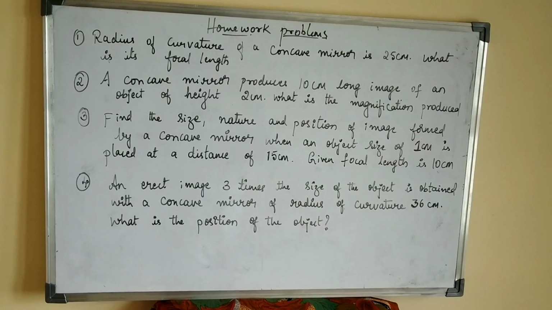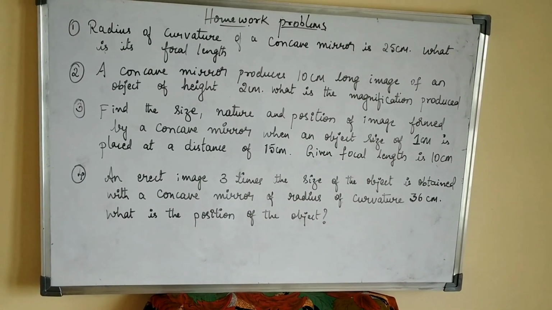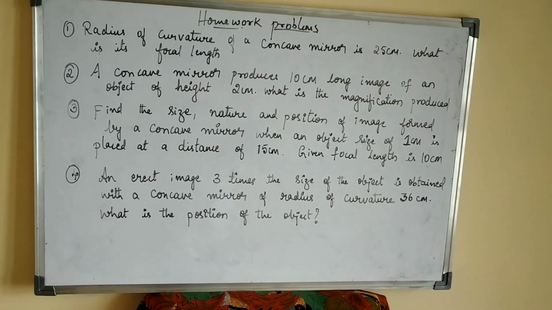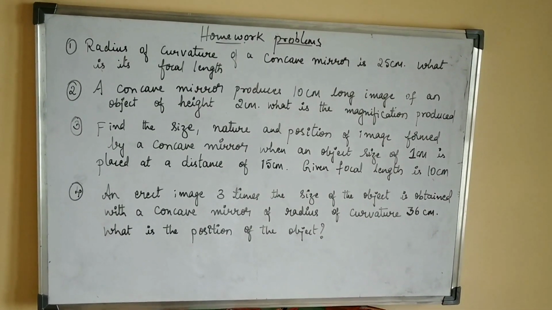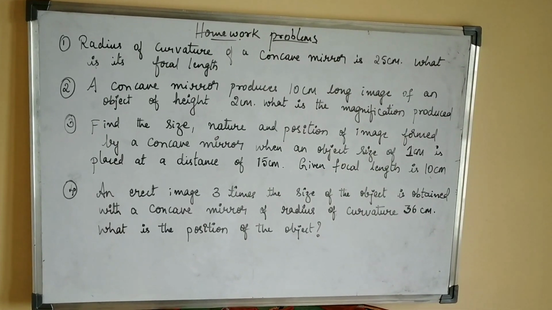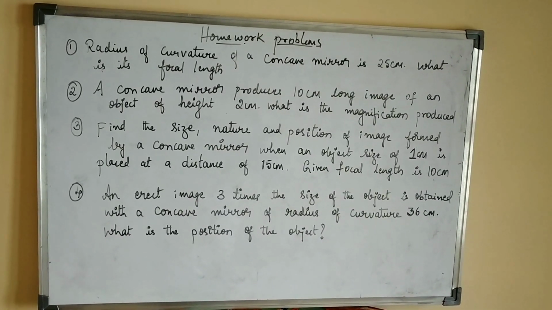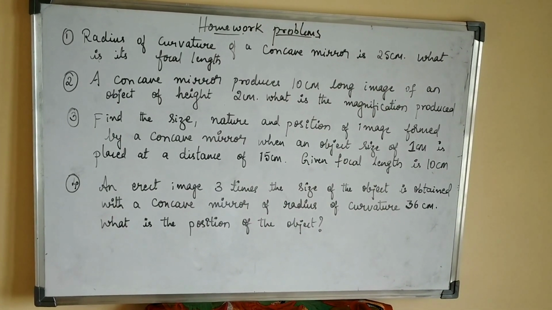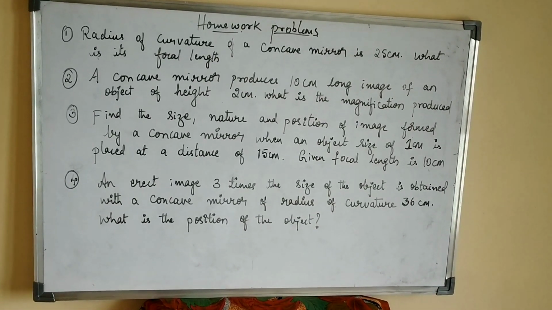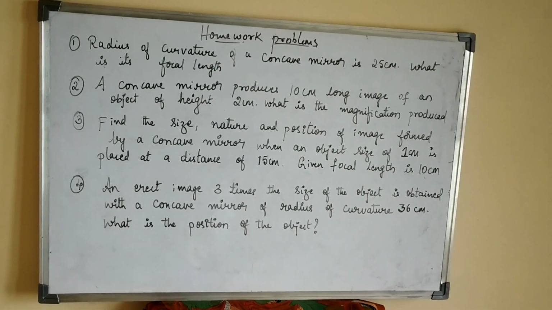Third one. Find the size, nature and position of the image formed by a concave mirror when an object of size 1 centimeter is placed at a distance of 15 centimeter. Given the focal length is 10 centimeter. Fourth one. An erect image 3 times the size of the object is obtained with a concave mirror of radius of curvature 36 centimeter. What is the position of the object? So please do all these 4 problems.